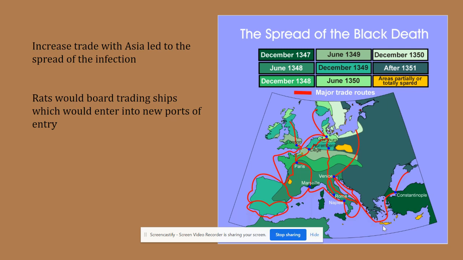So rats would be on board those trading ships, and they would also be unloaded when they would leave the ships.